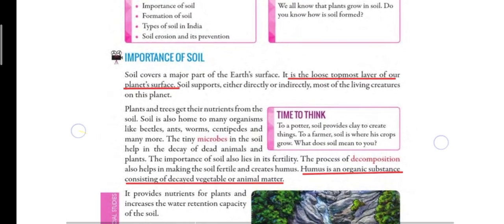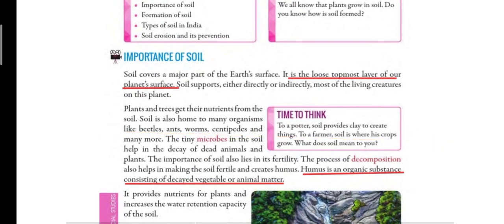Now let us read what are the other importance of soil. The tiny microbes in the soil help in the decay of dead animals and plants. The importance of soil also lies in its fertility. The process of decomposition also helps in making the soil fertile and creates humus. Humus is an organic substance consisting of decayed vegetable or animal matter.